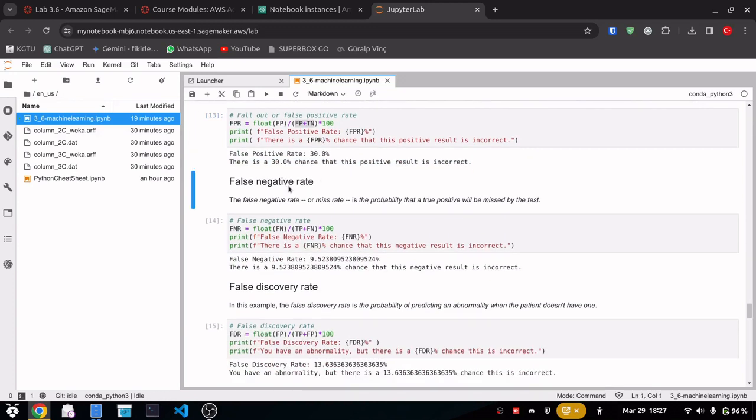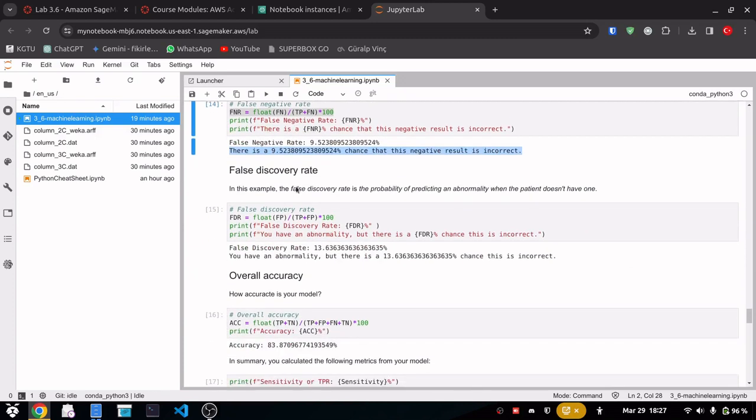So the false negative rate, or miss rate, is the probability that a true positive will be missed by the test. It is computed by false negative divided by true positive plus false negative, which means there is a 9.5% chance that this negative result is incorrect.